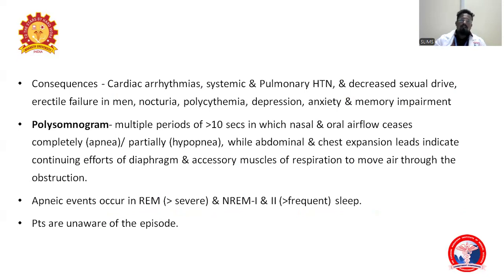So in a polysomnogram, there are multiple periods of more than 10 seconds in which the nasal and oral airflow ceases completely. That is apnea, and partially, hypopnea, while abdominal and chest expansion indicate continuing efforts of the diaphragm and accessory muscles of respiration to move air through the obstructed airway. Apneic events occur more severely in REM and are more frequent in NREM 1 and 2. Patients are unaware of the episodes. Usually the patient doesn't have awareness about these episodes.